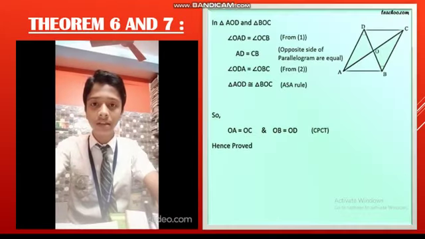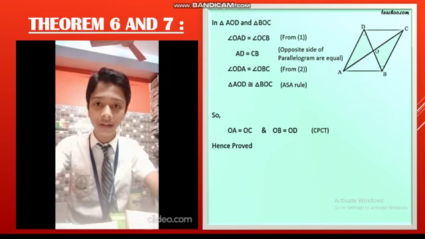Now let us see theorem 6 and theorem 7. In theorem 6 we see that the diagonals of a parallelogram bisect each other, and theorem 7 is exactly the converse of it, that if in a quadrilateral the diagonals bisect each other, then it is a parallelogram.